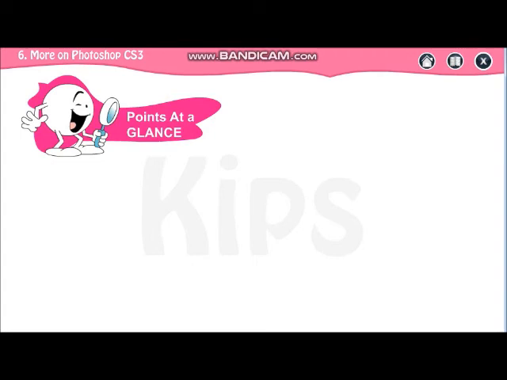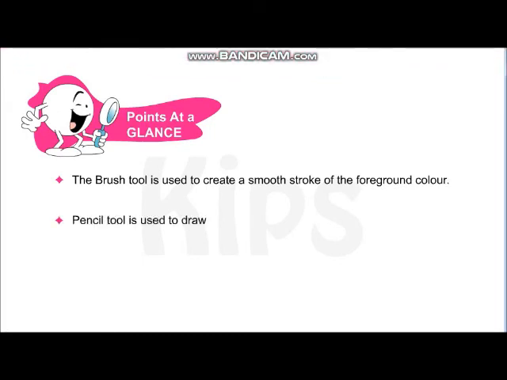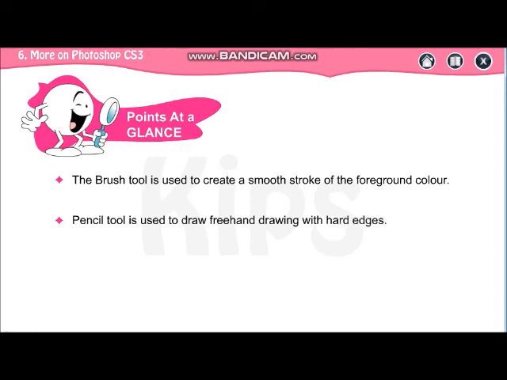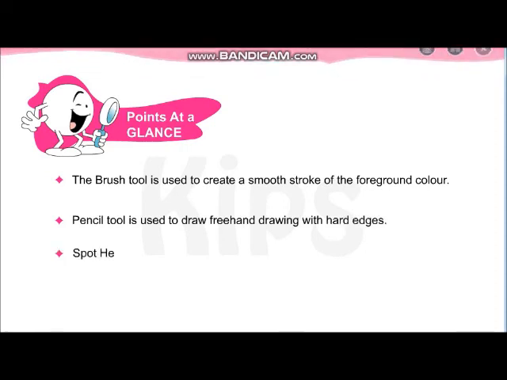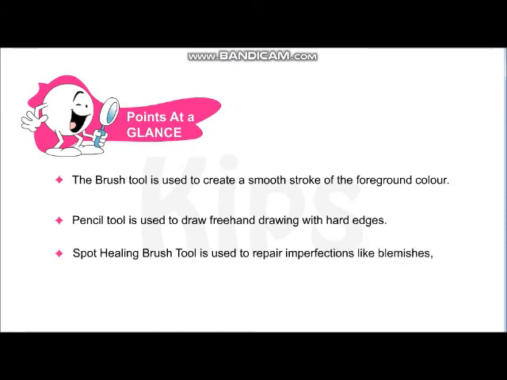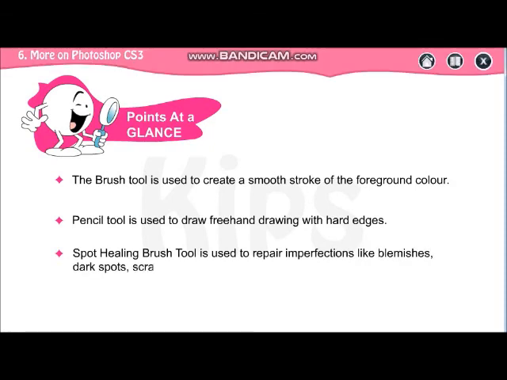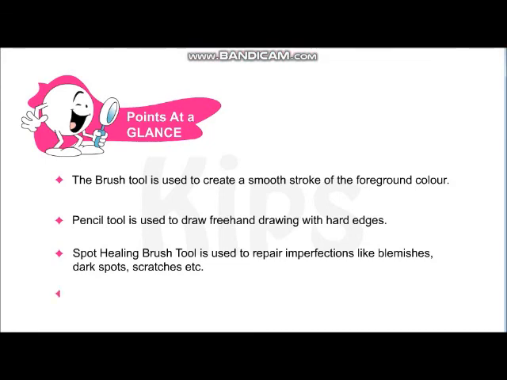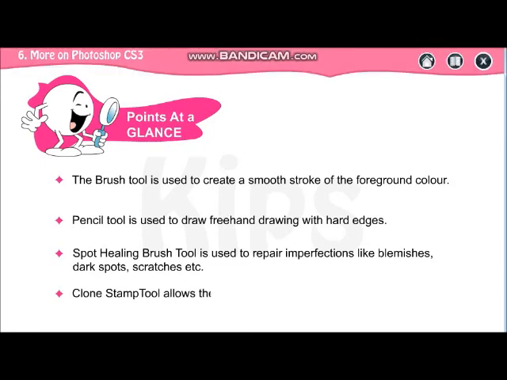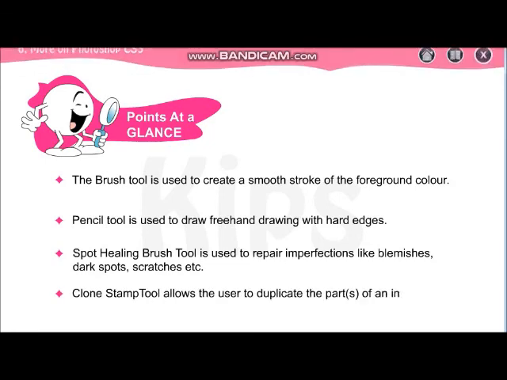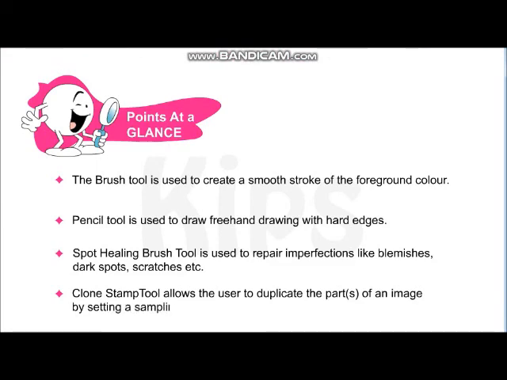The brush tool is used to create a smooth stroke of the foreground color. Pencil tool is used to draw freehand drawing with hard edges. Spot healing brush tool is used to repair imperfections like blemishes, dark spots, scratches, etc. Clone stamp tool allows the user to duplicate the parts of an image by setting a sampling point in the image to be cloned.